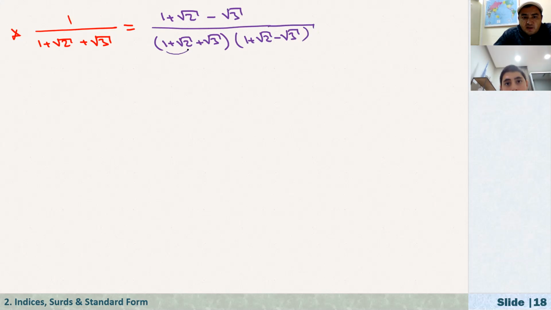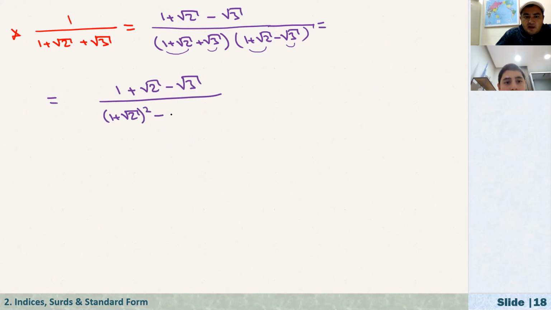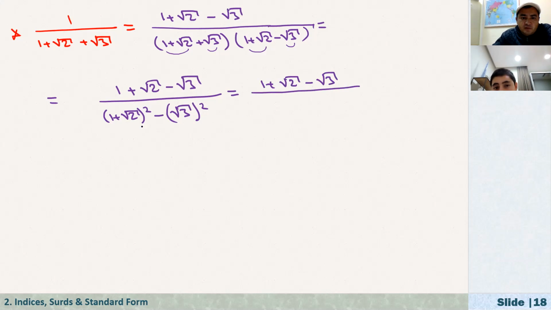Okay? Here, if you just take this one, a plus b, a minus b. Okay? So now, let's simplify this. In the numerator, we have 1 plus square root of 2 minus square root of 3. So in the new denominator, what do we have here? Here we have 1 plus square root of 2 squared minus square root of 3 squared, which is equal to 1 plus square root of 2 minus square root of 3 over what we have here: 1 plus 2, that is 3, plus 2 times square root of 2.